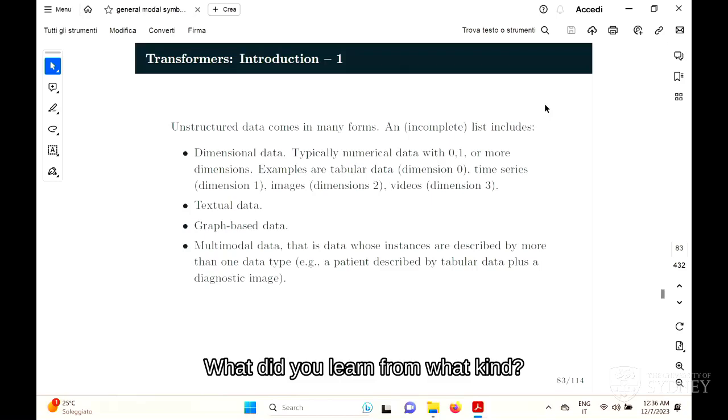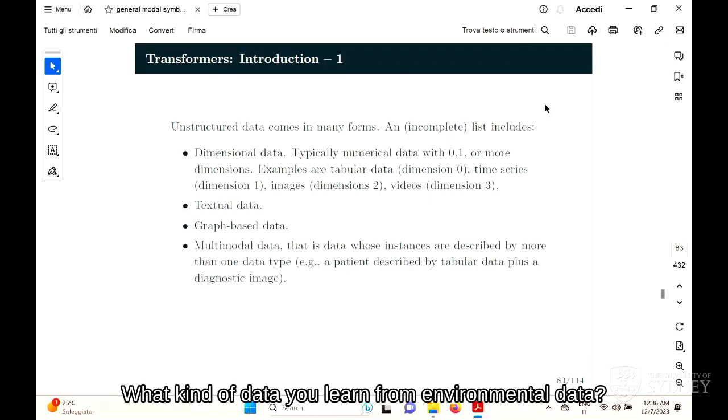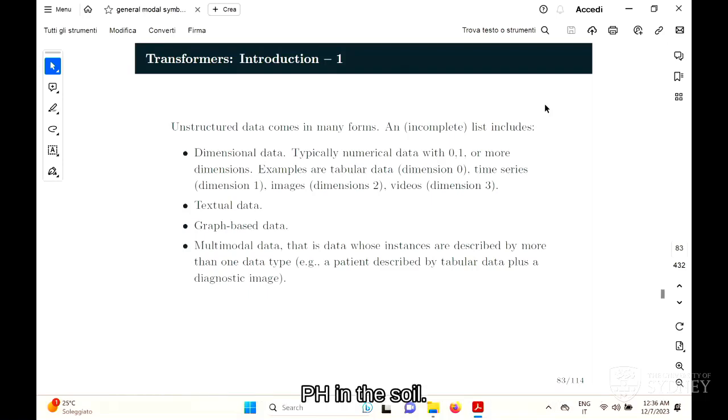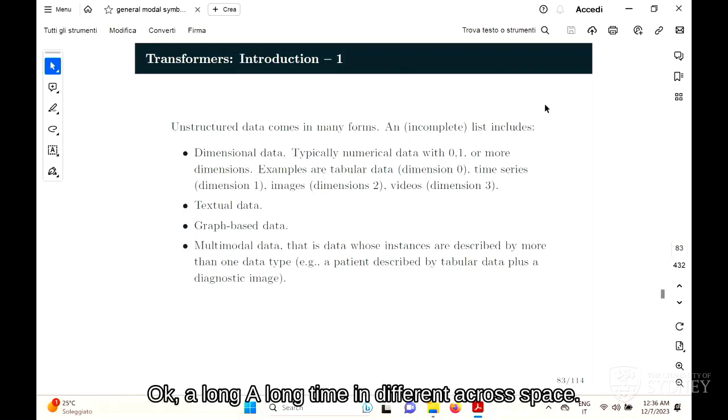What did you learn from? What kind of data did you learn from? Using environmental data. Samples of like pH in the soil. Okay. A long time? In different space. Across space.